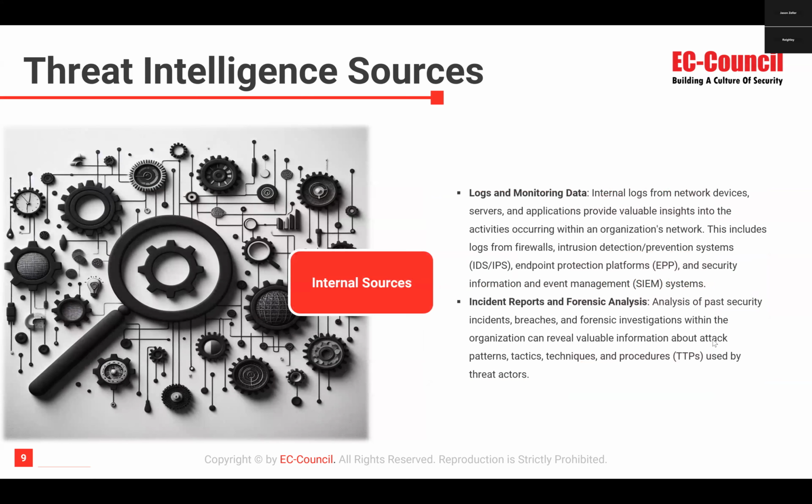Our internal sources would be all of our log data, our SIEMs, our IDSs, IPSs, any of our endpoint protection platforms. Again, all of that is information we pull from our inside. Also, any kind of incident response or forensics analysis that we do, making sure that we keep track of our TTPs. That's another one of those acronyms like IOC that you guys are going to see in the cert, and that's very, very important to this class. Your indicators of compromise and the TTPs are the tactics, techniques, and procedures that are used by those threat actors to get in. You guys should remember that from back in module 1.